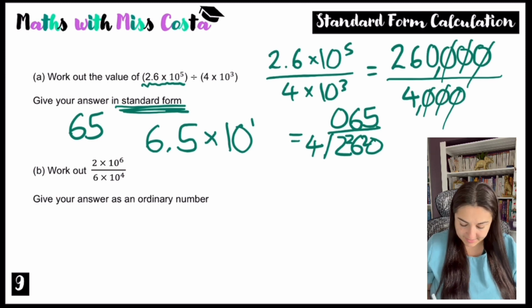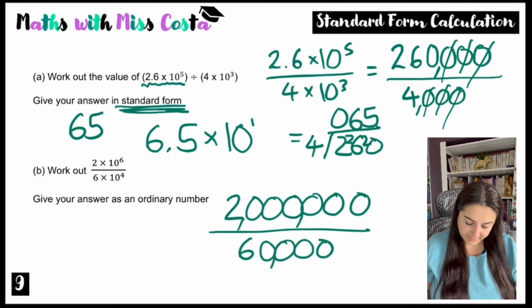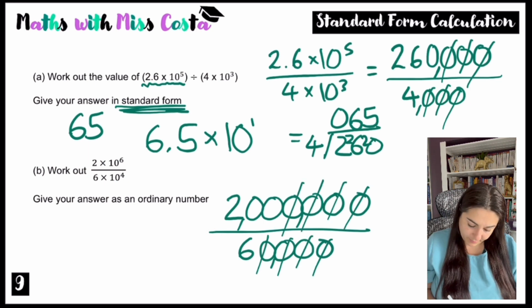So 2 times 10 to the power of 6. That's 1, 2, 3, 4, 5, 6. 2 million divided by 6 times 10 to the power of 4. 1, 2, 3, 4. So 60,000. Now let's see what we can do. Well, divide by 10, divide by 10 again, divide by 10 again, divide by 10 again. I'm left with 200 divided by 6.